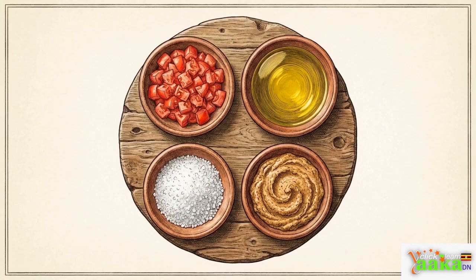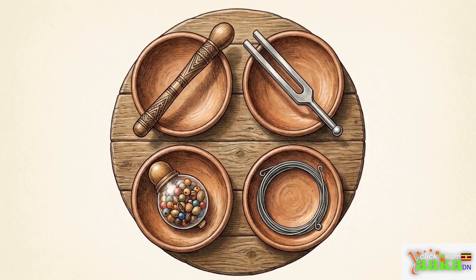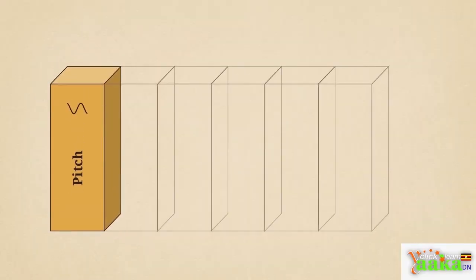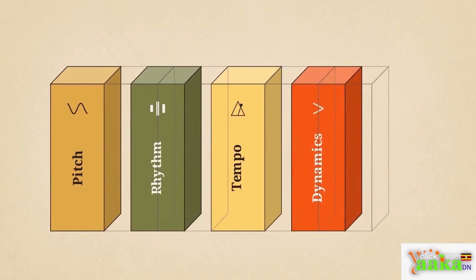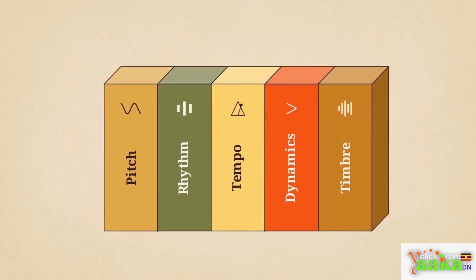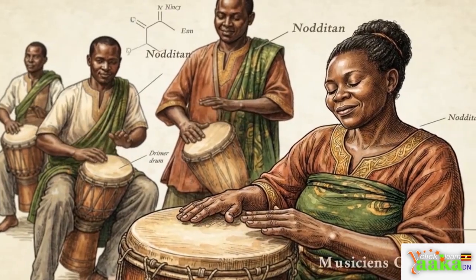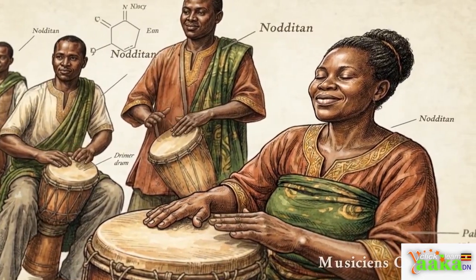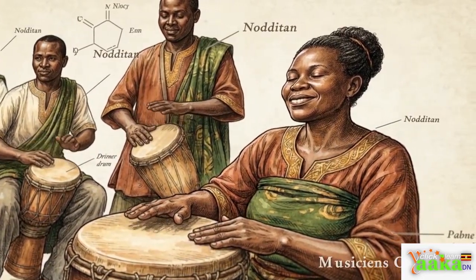Just as a cook uses salt, oil, and tomatoes to build a rich Rolex or groundnut paste, musicians use specific ingredients to build their sound. Every piece of music you hear is built from these 5 blocks: pitch, rhythm, tempo, dynamics, and timbre. Learning how these blocks work changes the way you hear your favorite songs. It gives you a new way to appreciate Uganda's incredible musical heritage.